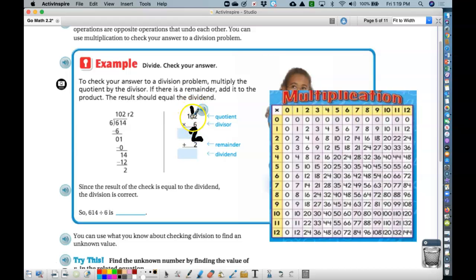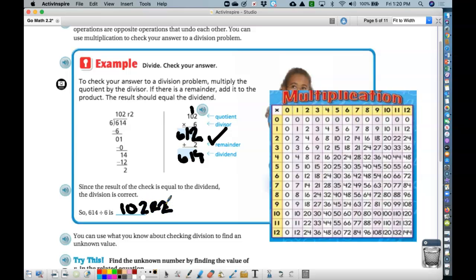6 times 0 is 0 plus 1 is 1. And 6 times 1 is 6. And then to finish checking, we need to add the remainder, and I get 614, which is the dividend. So we know that this answer checked to be correct. So my answer is correct as 102, remainder 2.